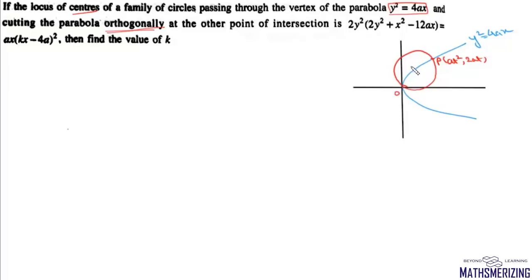So since it is a locus problem, the first step is to identify the point. So let the center be say (h, k). Now it is given that these two curves intersect each other orthogonally. So that means the angle between their tangents is 90 degrees.